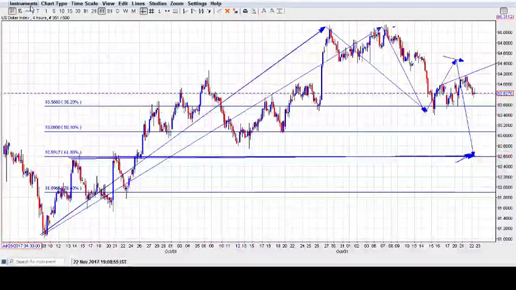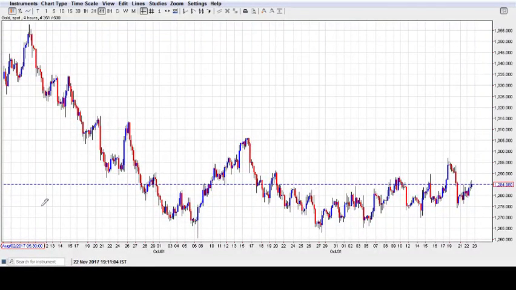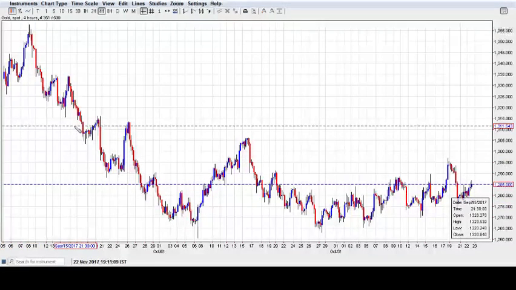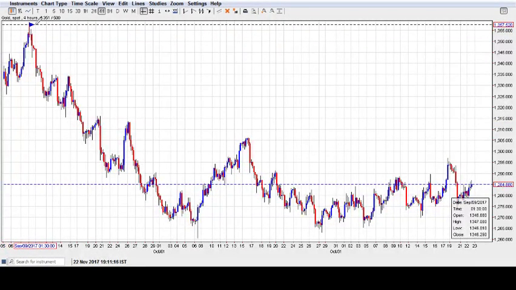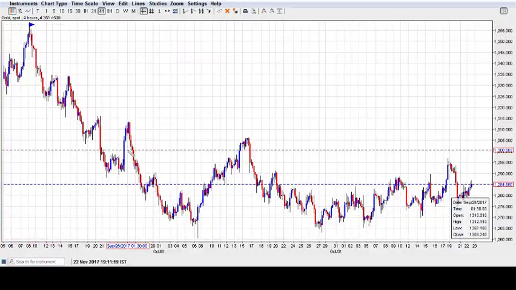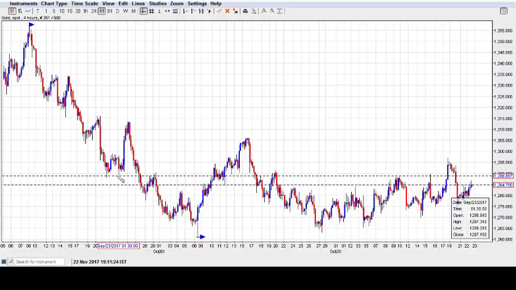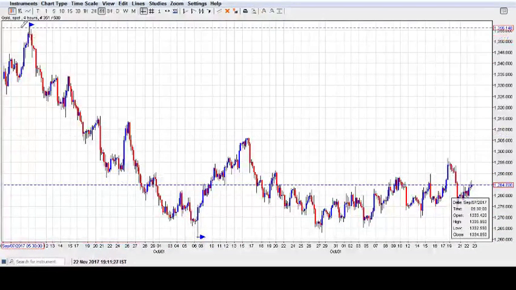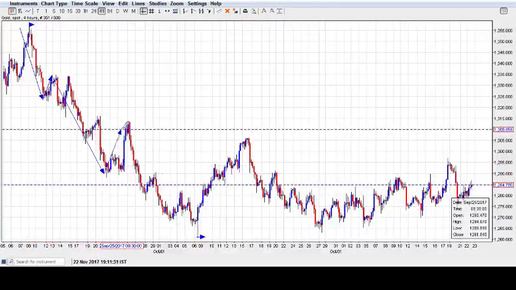Alright brothers, and the next would be gold. Let's understand this wave structure. Actually, it's quite interesting. If we look at the wave count right from 1357 towards 1261, almost 100 points, it has unfolded into 5 waves: 1, 2, 3, 4, and 5.